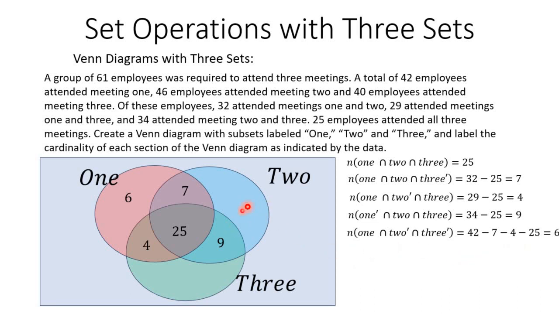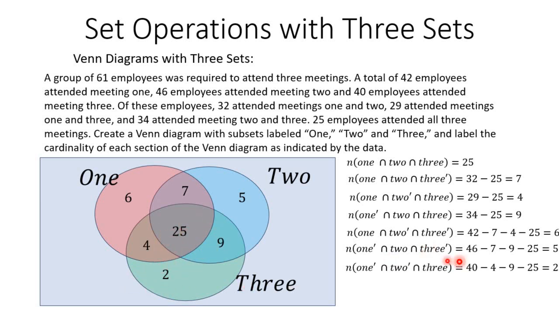I'm going to do the same thing for those that went to meeting 2. It says that 46 employees went to meeting 2. I'm just going to take away these that went to other meetings also. So that's going to be the 46 minus the 7 that went to 1 and 2, the 9 that went to 2 and 3, and the 25 that went to all 3 meetings. That gives me 5 people that only went to 2. And lastly, the people that only went to 3, well, it says that there were 40 people total that went to 3. We just have to take away the people that went to other meetings also to find that 2 people went to only meeting 3.